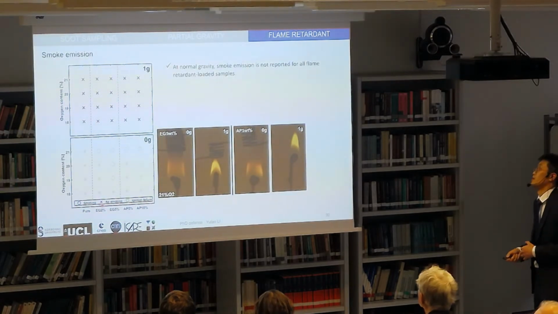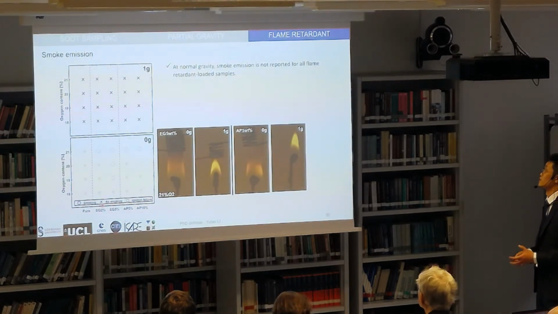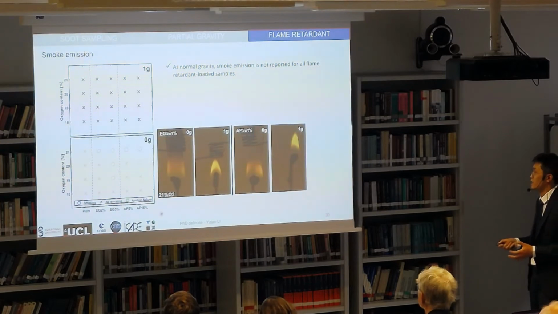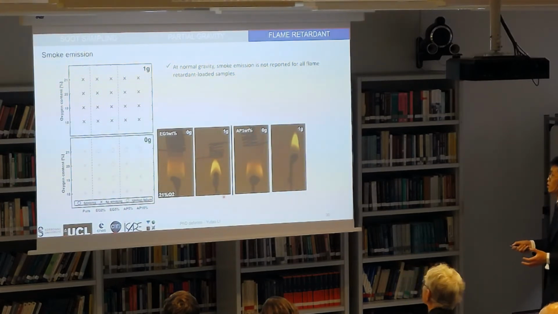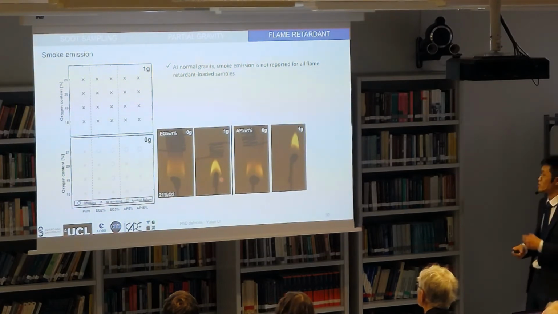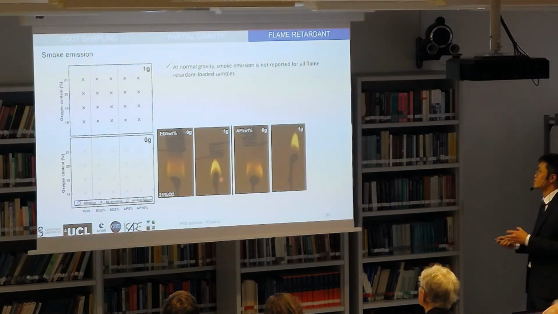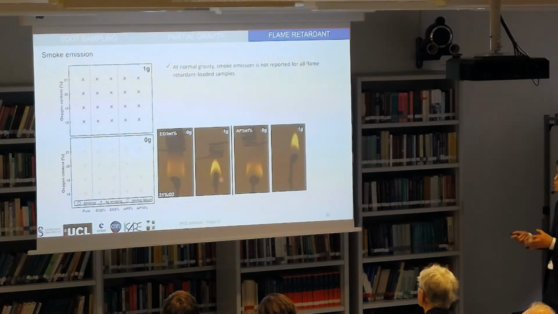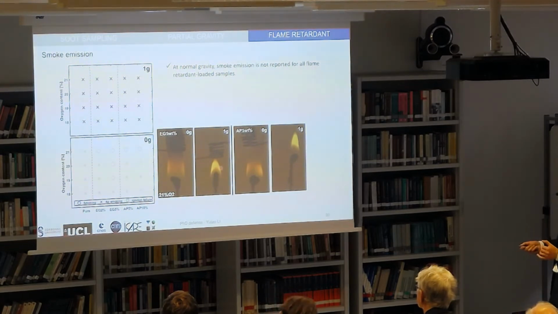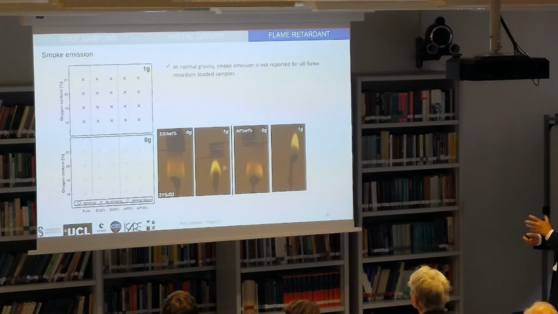Firstly, we observe that at normal gravity, the smoke emission is not reported for all flame retardant samples. Based on the backlighted image here, at normal gravity, we can observe a flame which is more stretched and brighter. It points to a decrease in soot residence time and higher local soot temperature, which leads to complete soot oxidation at the trailing edge of the flame.